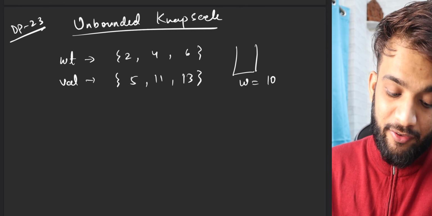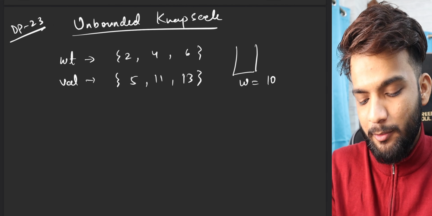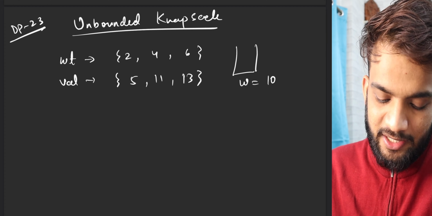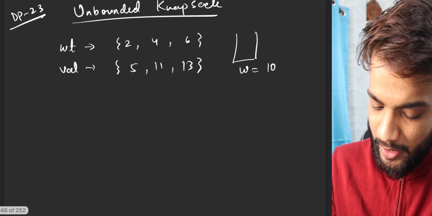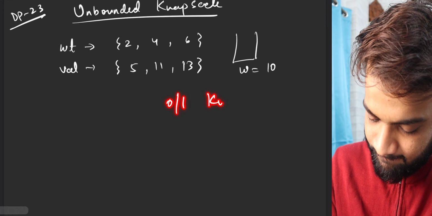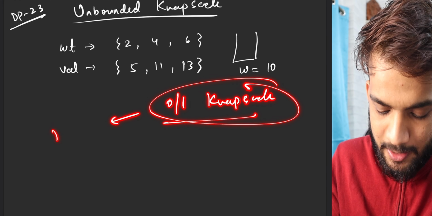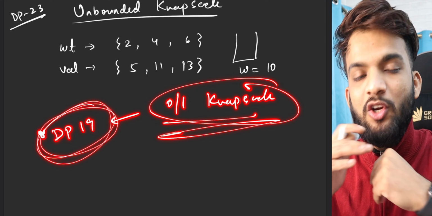Today we will be solving the 23rd problem from the dynamic programming playlist, and the problem goes as Unbounded Knapsack. So what does the problem state? By the way, in order to understand this question, you should have seen the problem 01 knapsack, which is DP 19. So please make sure you watch 01 knapsack.